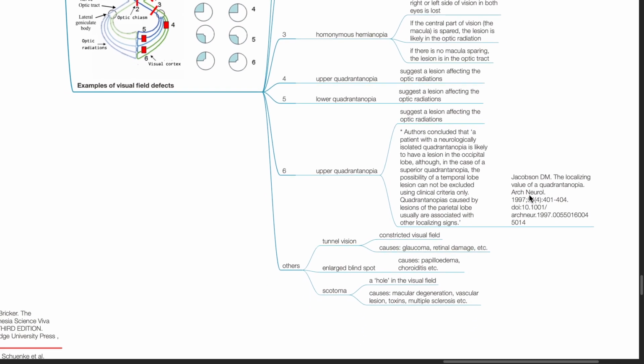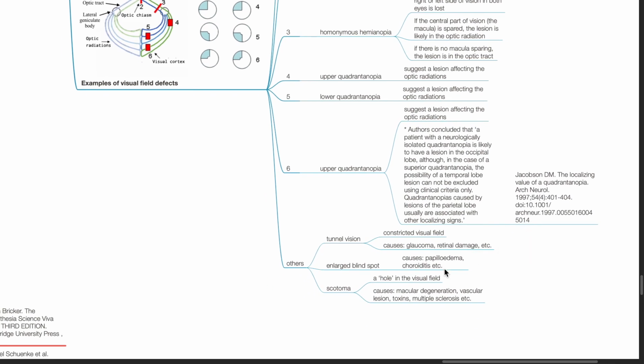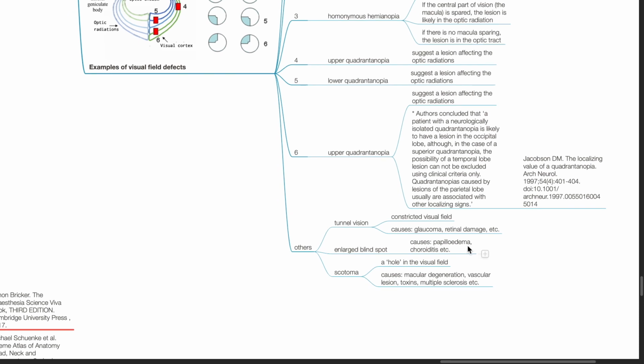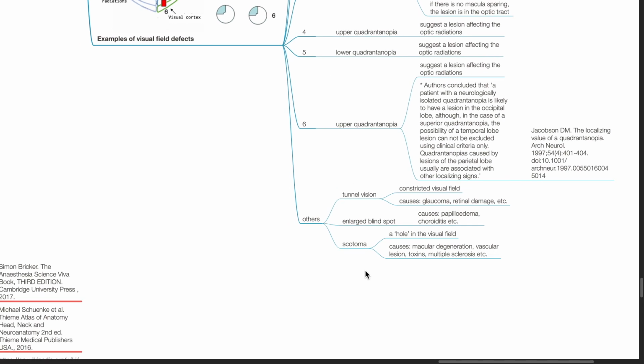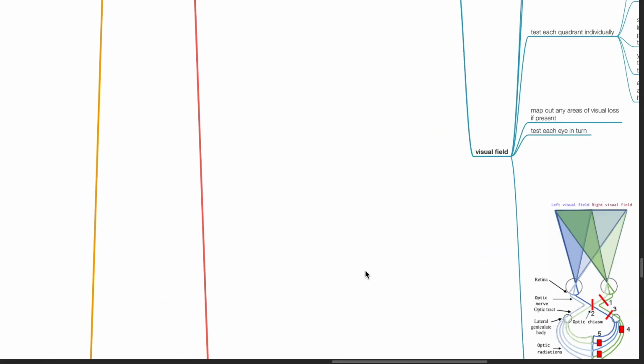Other visual field defects. Tunnel vision, which consists of a constricted visual field, can be caused by glaucoma, retinal damage, etc. An enlarged blind spot can be caused by papilloedema or choroiditis. Scotoma, which is a hole in the visual field, can be caused by macular degeneration, vascular lesions, toxins, multiple sclerosis, etc.